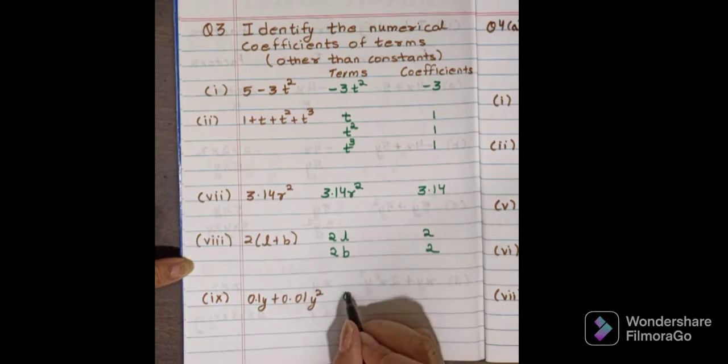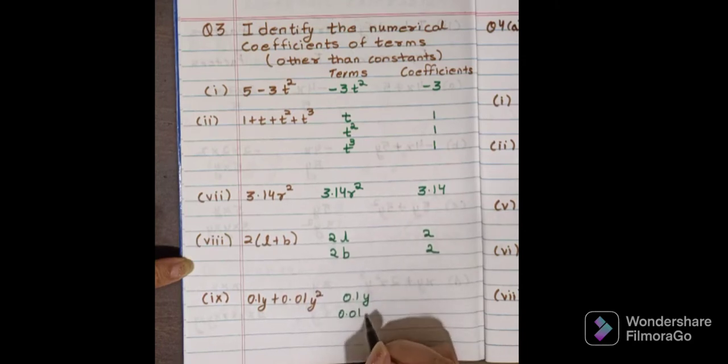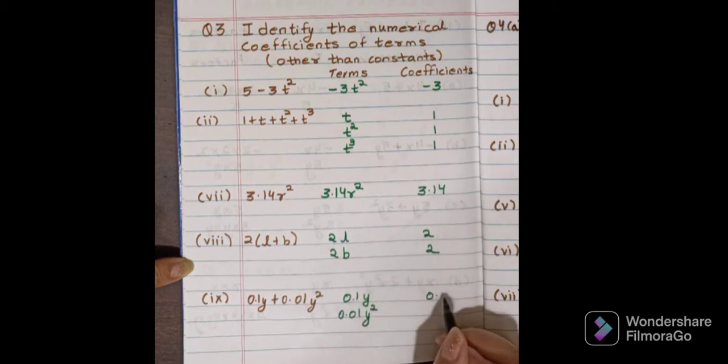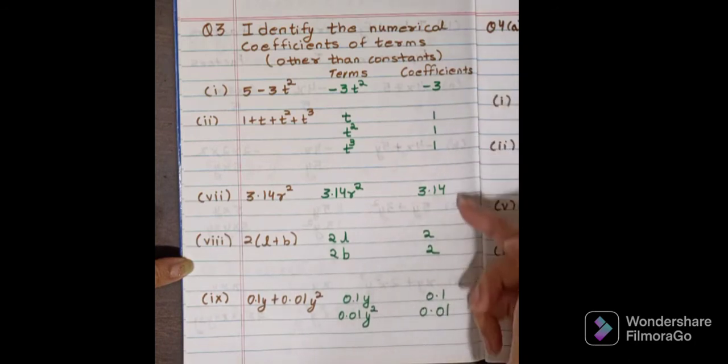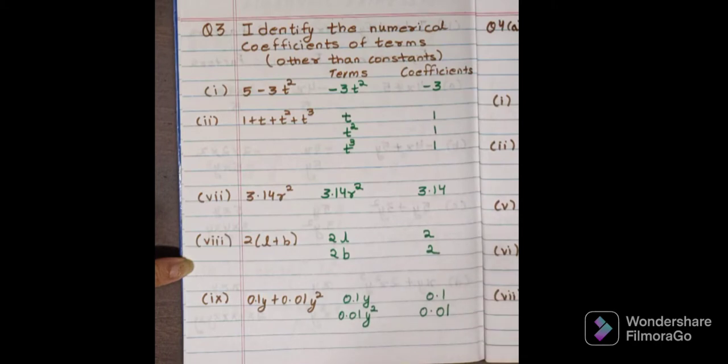Next is 0.1y and 0.01y square. So the numerical coefficient is 0.1, and in the next term it is 0.01. So student, here we have written only the coefficients which are numerical.